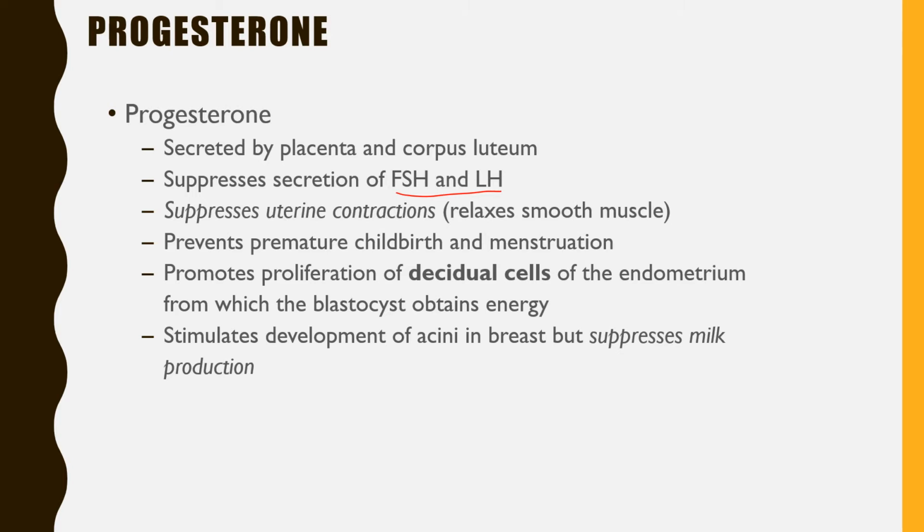Okay. It stimulates development of the acini in the breast, but suppresses milk production. So just like estrogen, again, sometimes they work together, sometimes they're opposite. Here, they're going to work together in development of the breast tissue in preparation for breastfeeding. And they'll actually increase the release of prolactin. All right, and prolactin is what produces milk. So it increases the release of prolactin, but it inhibits the milk production within the breast itself. So it's developing the breast, but preventing any kind of milk production. All right, so that won't occur until after the pregnancy.